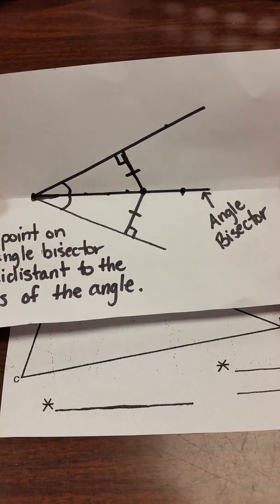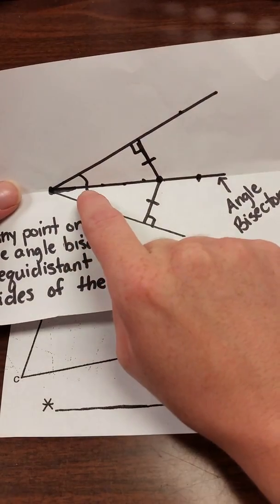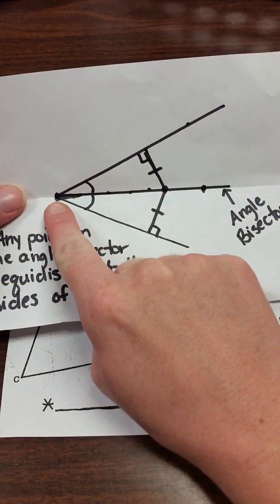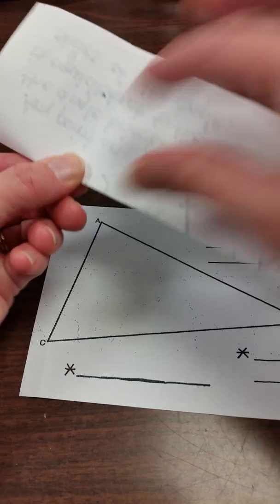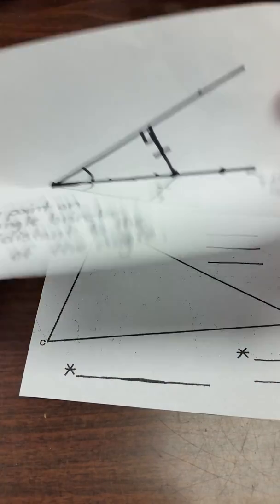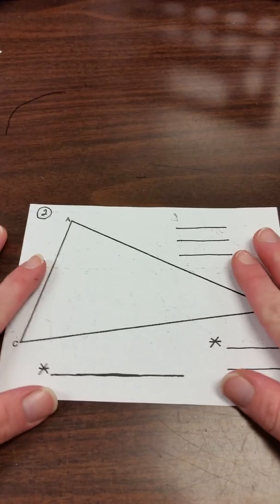Now here's something to keep in mind when you're folding. Your angle bisector has to go through this point right here. So make sure when you're folding it that you're kind of pinching at that point so the line goes through the middle of your angle. Okay, so we're going to start with angle A.